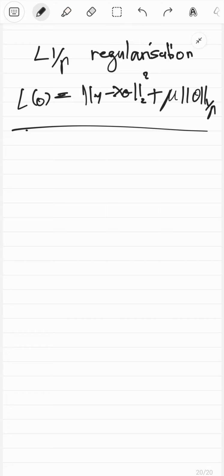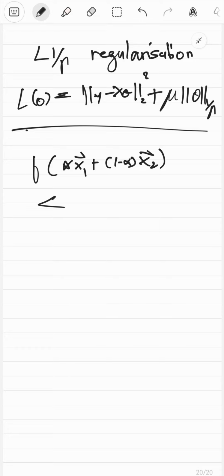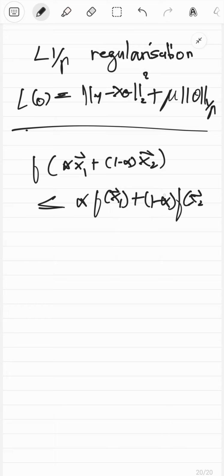A more formal definition is something like this: if it's a scalar function, then f of alpha x1 plus 1 minus alpha x2 is less than or equal to alpha f of x1 plus 1 minus alpha f of x2, where x1 and x2 are just points, right?